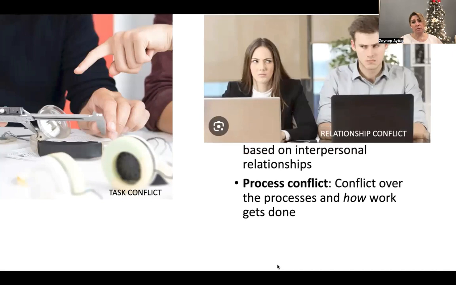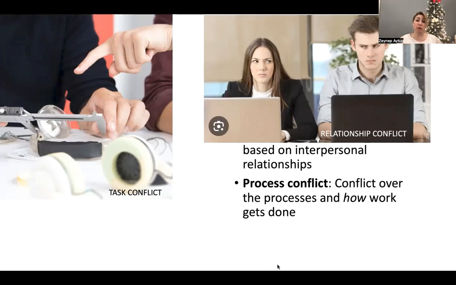Second type is a relationship conflict. This is an interpersonal conflict where people make it personal. We dislike each other. It may be the personality clash. It may be something you said that offended me, but we don't like each other. We don't want to be in the presence of each other or work with each other.